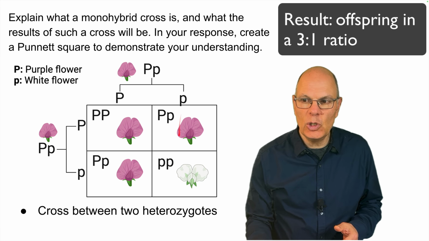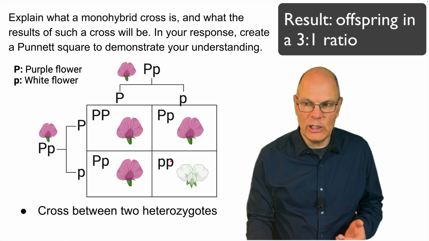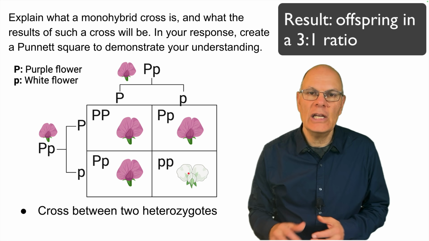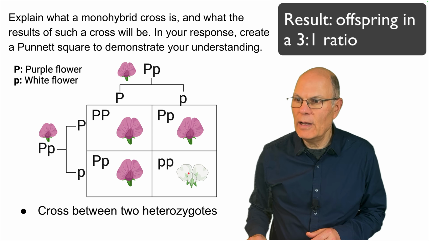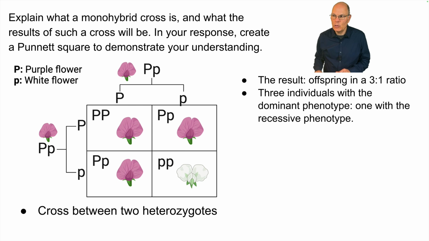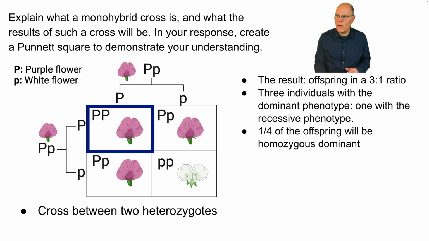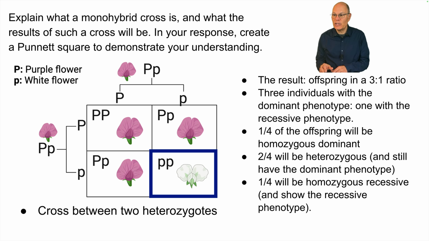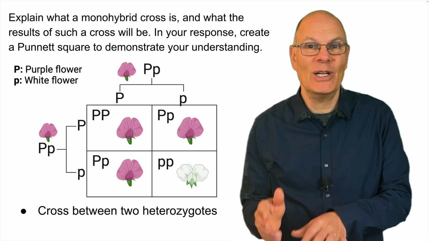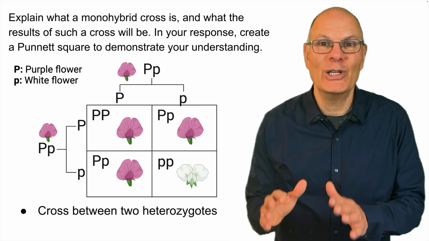This one gets two little p's, one from each parent, and as a result, it shows the recessive phenotype, and that recessive phenotype is white flowers. We have 3 individuals with the dominant phenotype, 1 with the recessive phenotype. A quarter of the offspring are homozygous dominant. Half of the offspring, 2/4, are heterozygous. They still have the dominant phenotype. 1/4 will be homozygous recessive, and they'll show the recessive phenotype. That's how you do a Punnett square for a monohybrid cross.